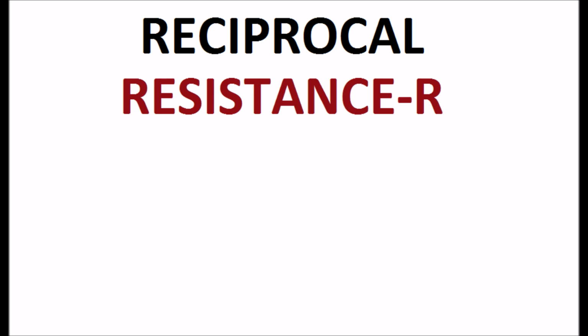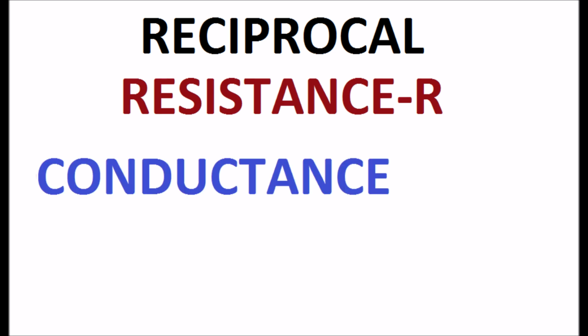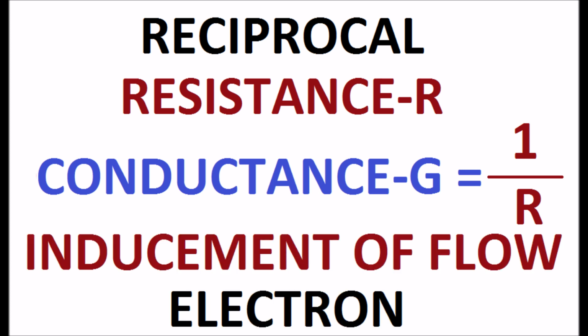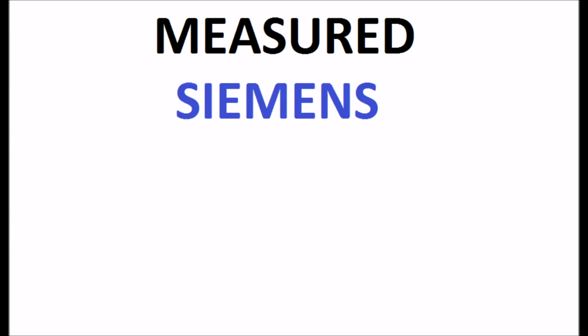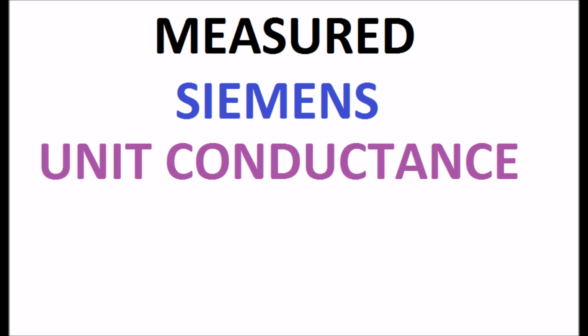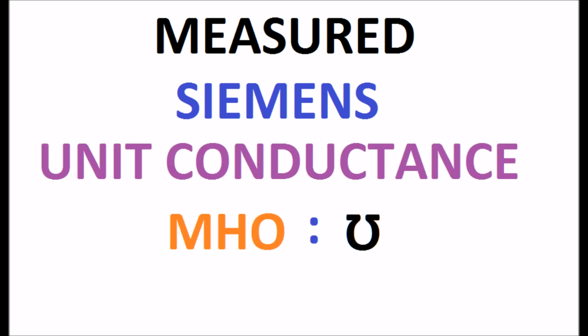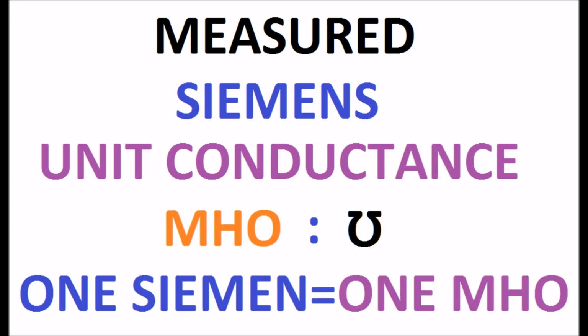The reciprocal of resistance R is called conductance and represented by G, which is equal to 1 over R. It is defined as the inducement offered by the conductor to the flow of electrons and is measured in Siemens, but the earlier unit of conductance was mhos. 1 Siemens equal to 1 mho.